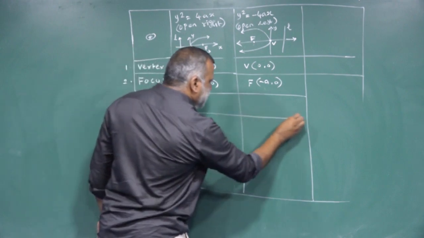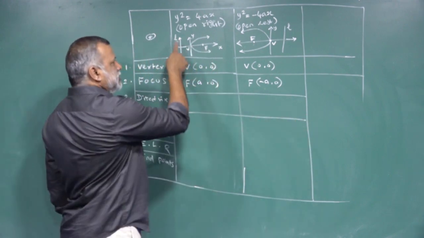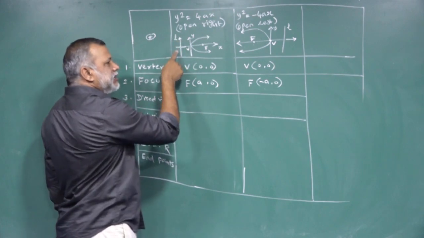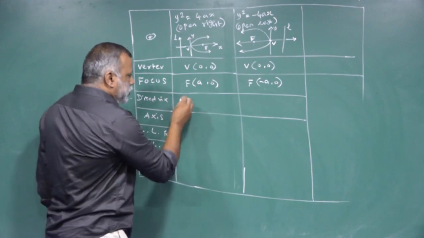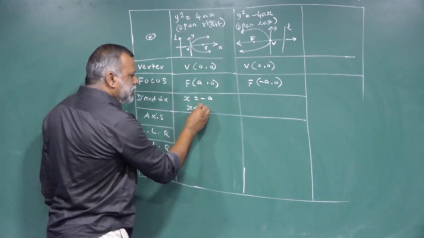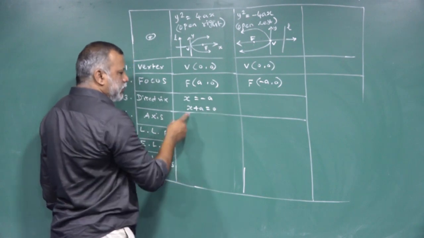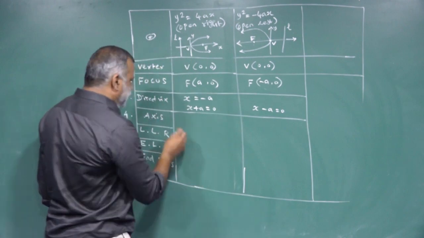Now, the third one is directrix. Equation of the directrix. See, this is the directrix. This directrix passes through the point minus a, 0, we already know. So we can say x equal to minus a, or you can write x plus a equal to 0. Here the other one is x minus a equal to 0.